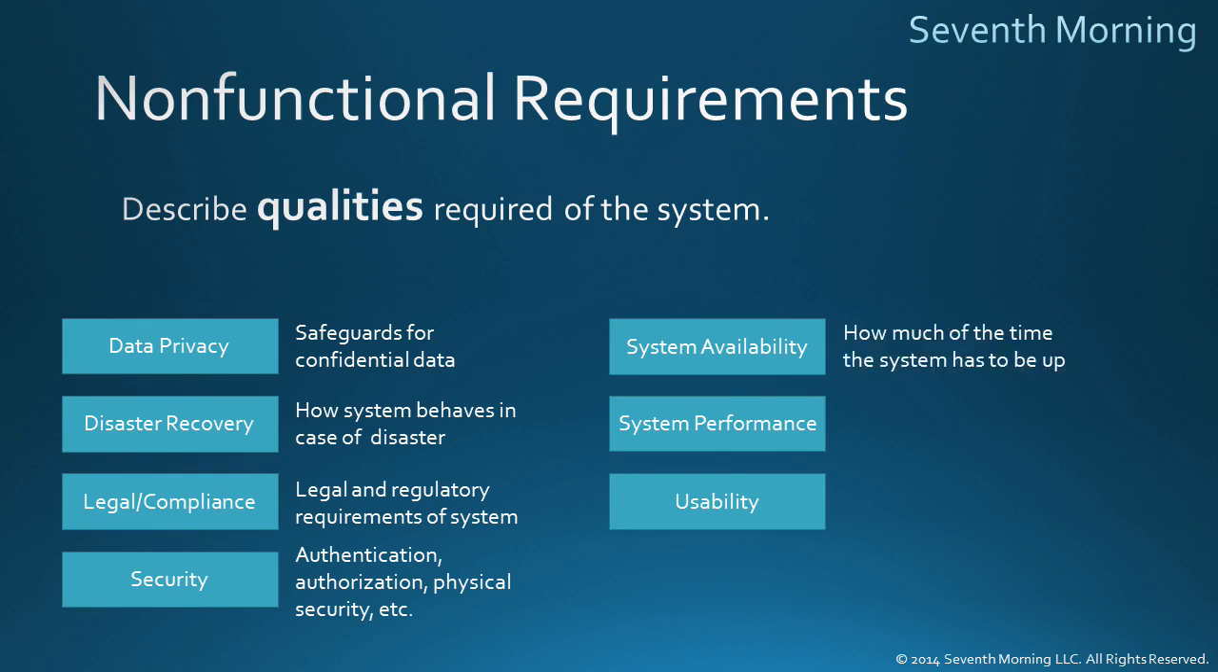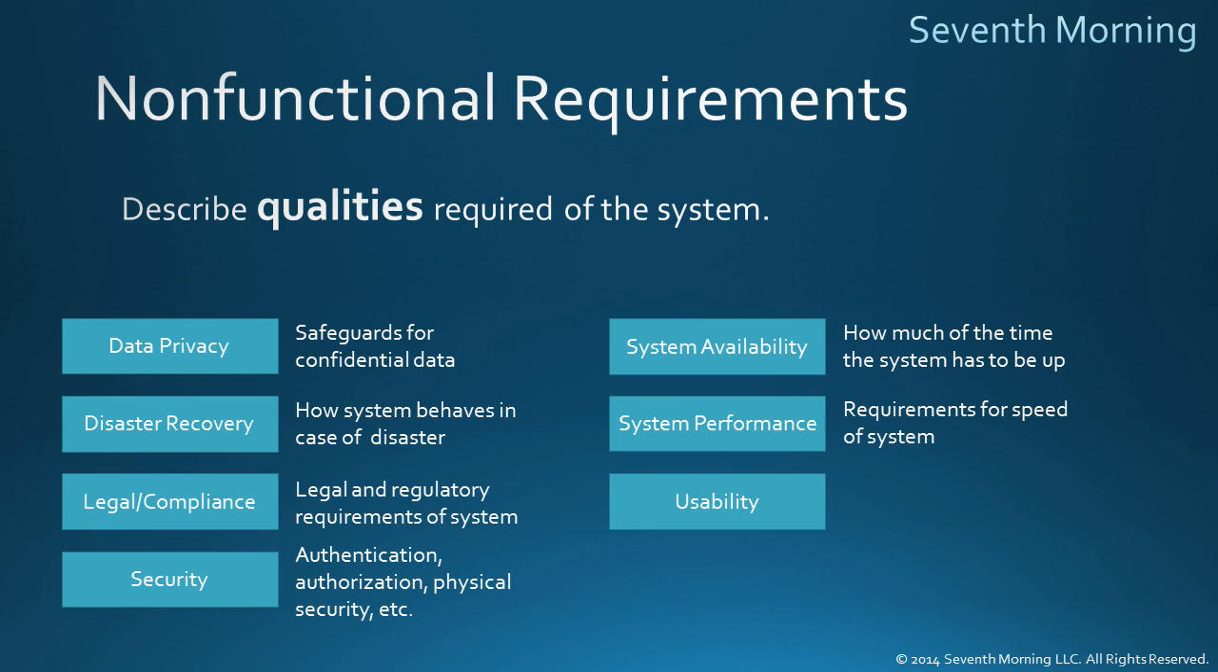System availability describes requirements for how much of the time the system needs to be up and running. 100% is not feasible. So we have to put some thought into it and specify these requirements. System performance deals with how long it takes for the system to perform a given task. If you've ever been online and a website is really slow, that's probably because there is some kind of performance problem with the website.